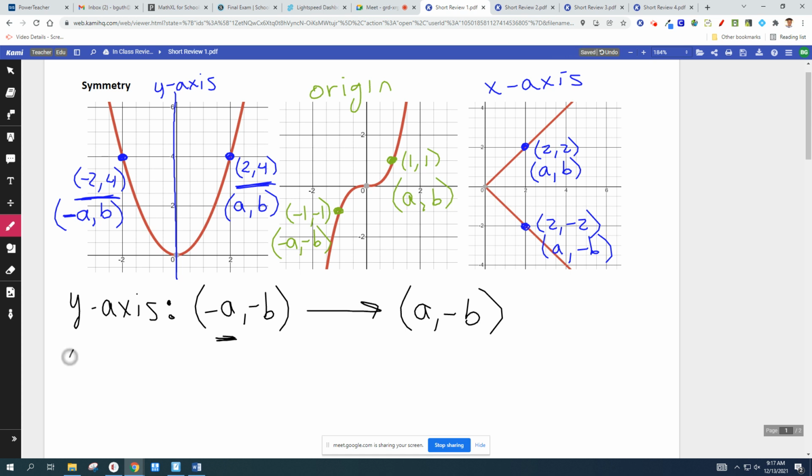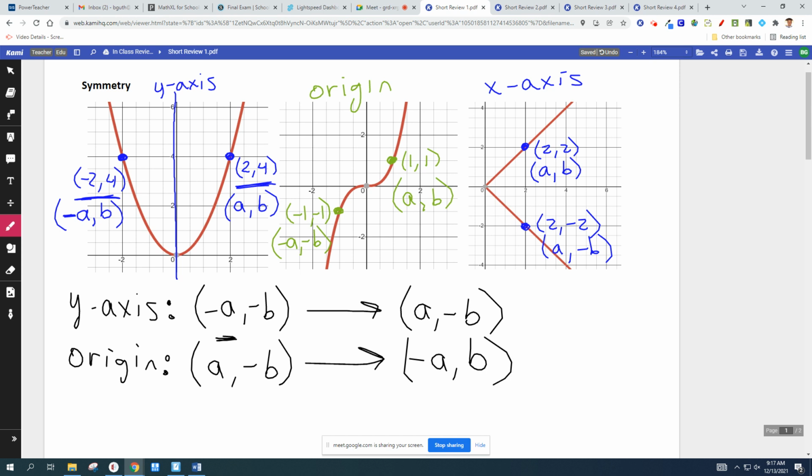If it has symmetry with respect to the origin, then what does the point (A, -B) become? Origin symmetry changes them both. So all you would do is just change them both, and so it'd be (-A, B), something like that. Students have a really hard time with that kind of question, but I'm telling you.